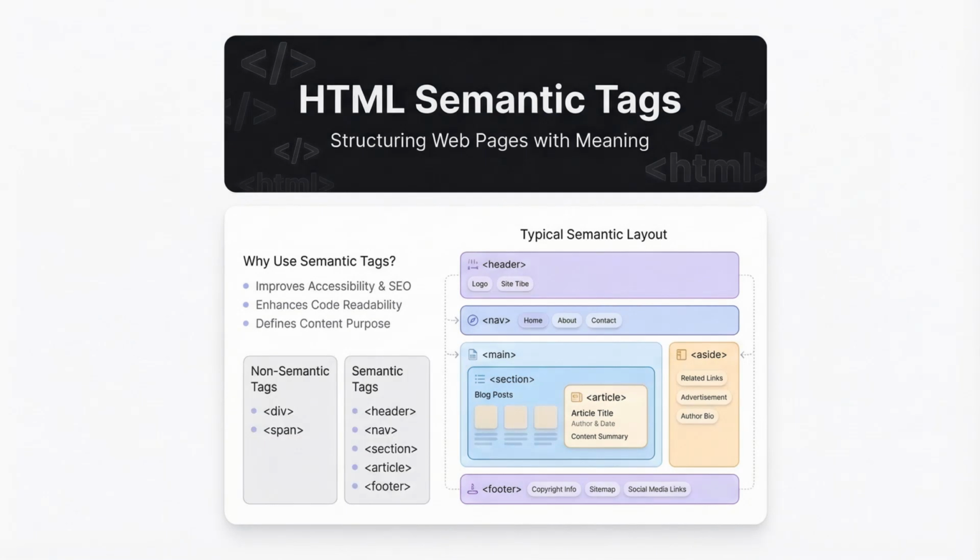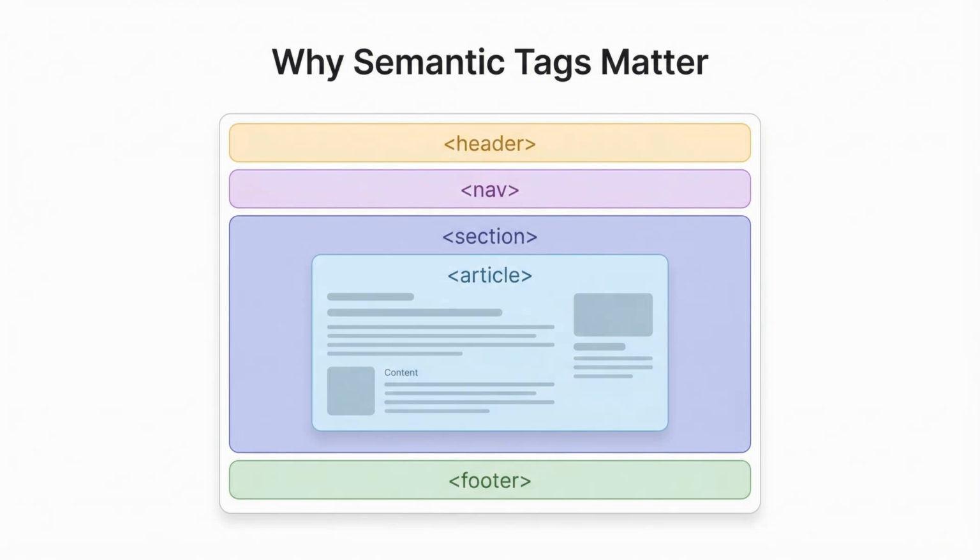The key distinction here is between non-semantic tags like div and span, which tell the browser nothing about what's inside them, versus semantic tags like header, nav, section, article, and footer, which carry meaning. When you use a header tag, anyone reading your code immediately knows that region is the top section of the page. Semantic tags matter for several important reasons.